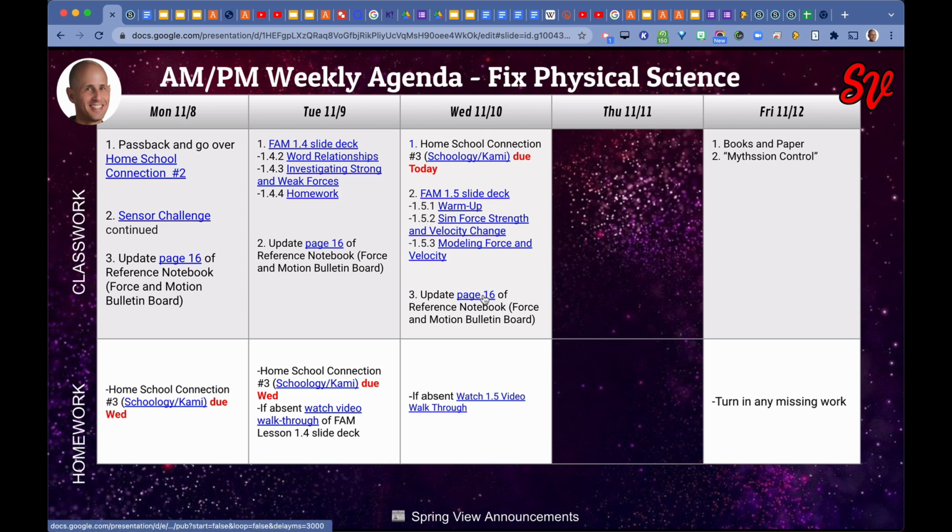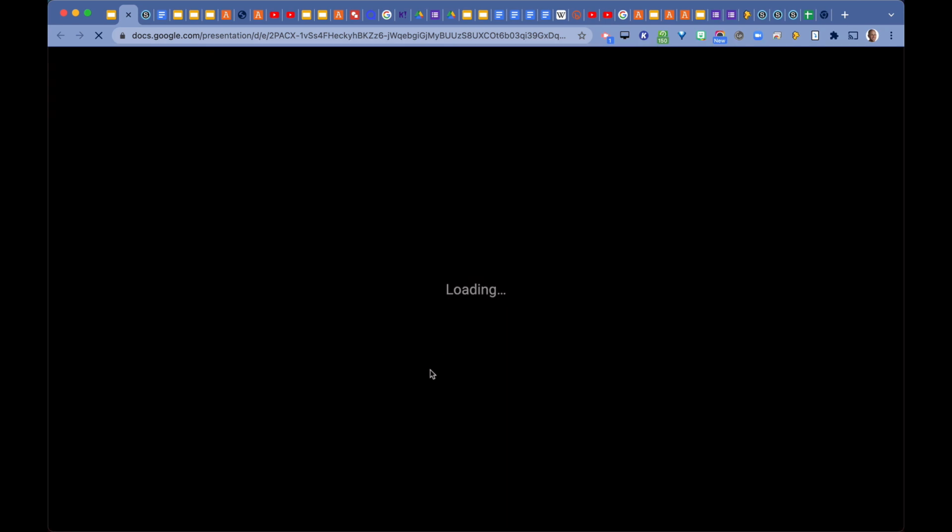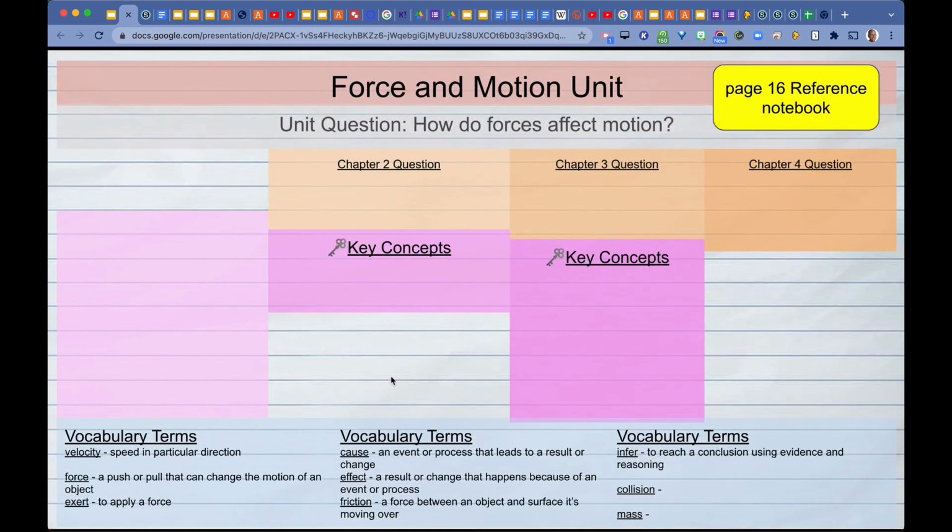So let's look at the updated reference notebook. All right, so again, we have a unit question, how do forces affect motion? Again, this all gets written down on page 16 of the reference notebook. The students should have all these ideas that we've covered so far. We add a little bit to this day by day.